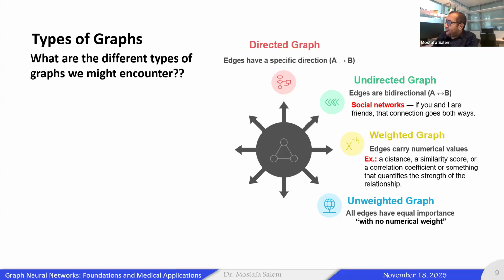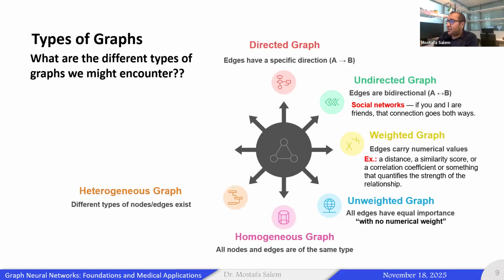So in a weighted graph, I can add distance, I can add similarity score, I can add correlation between the entities, or whatever information I need to connect these two nodes with each other.